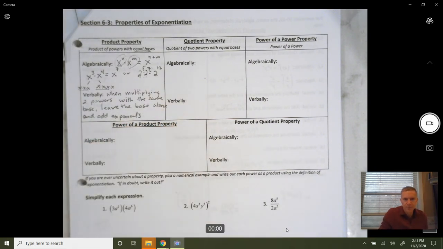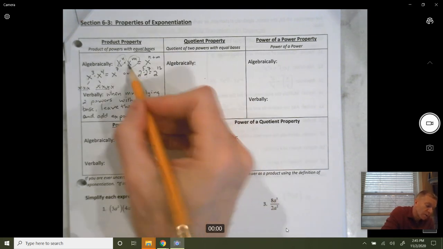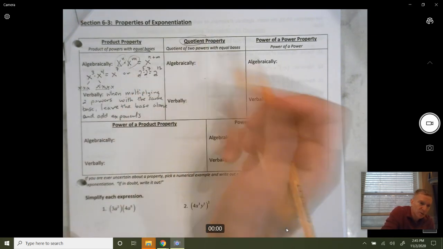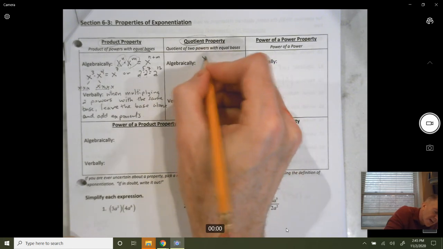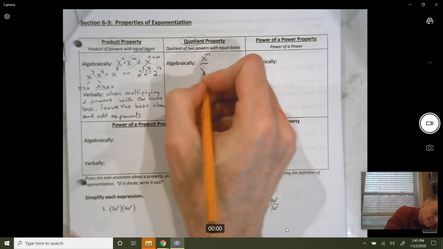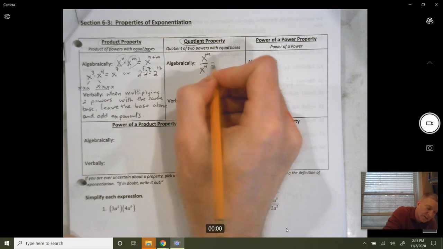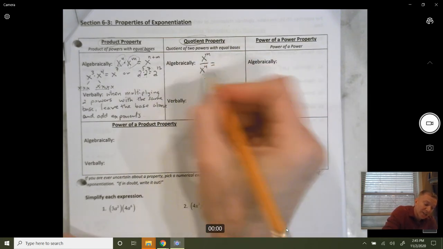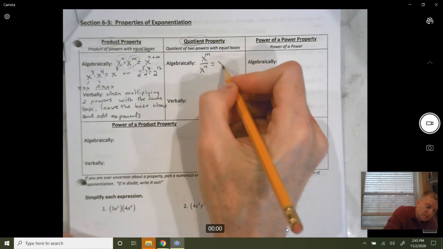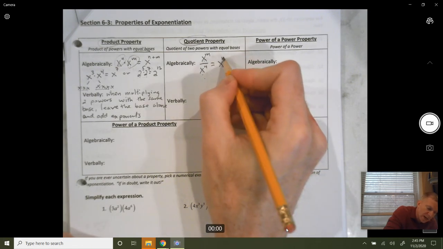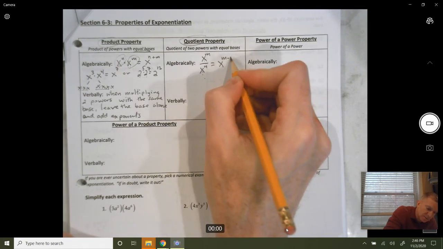Okay. Next one, the quotient property. It's very similar, but you're not multiplying. A quotient is when you're dividing two things. A product is when you multiply two things. So let's say I have x to the m and I'm dividing by x to the n. You can divide two powers if they have the same base. You leave the base alone and you subtract the exponents.